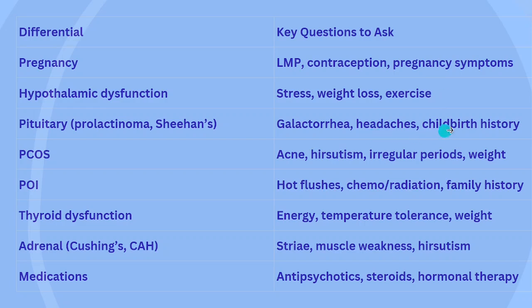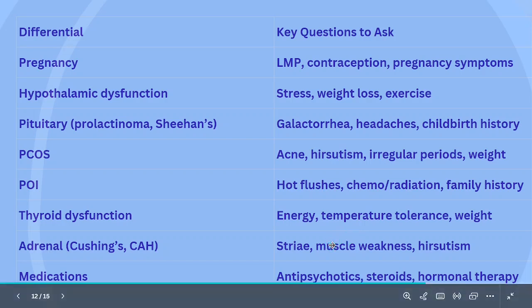For pituitary causes such as prolactinoma, Sheehan's, pituitary apoplexy, ask about any complication during childbirth, excessive bleeding, headaches, vision changes, galactorrhea, that is abnormal breast discharge. For PCOS, there's acne, facial hair, irregular periods, weight gain. For premature ovarian failure, hot flashes, night sweats, any chemo or radiotherapy, and family history. For thyroid dysfunctions, weight changes, appetite changes, fatigue, and difficulty adjusting to extremes of temperature.